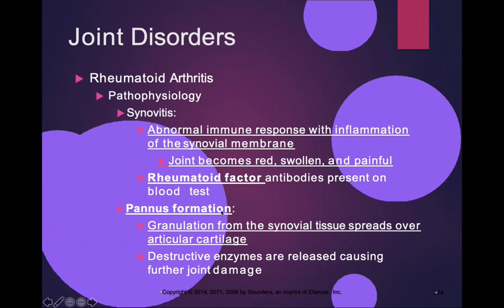There is a pannus formation, which is the granulation from the synovial tissue that spreads over the articular cartilage. And then there are more destructive enzymes that are released that cause further joint damage. But the joint damage that is seen with rheumatoid arthritis doesn't just target one joint. It's multiple joints. It's usually both hips or both knees or both shoulders. It's not just one knee. When it's the hand, it's usually multiple joints of the hand or even both hands.